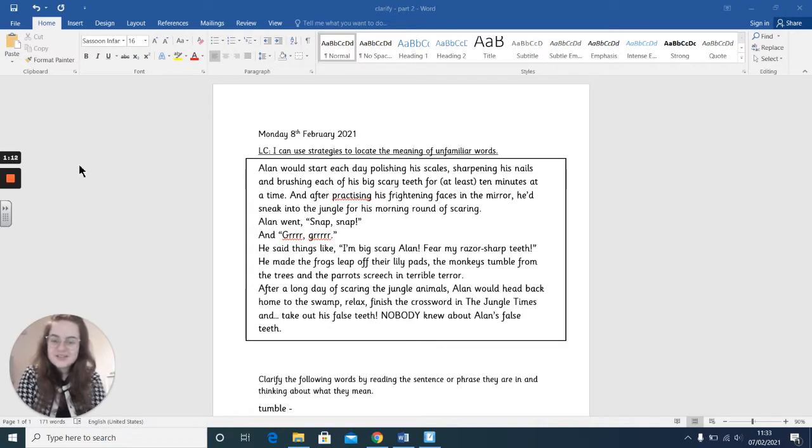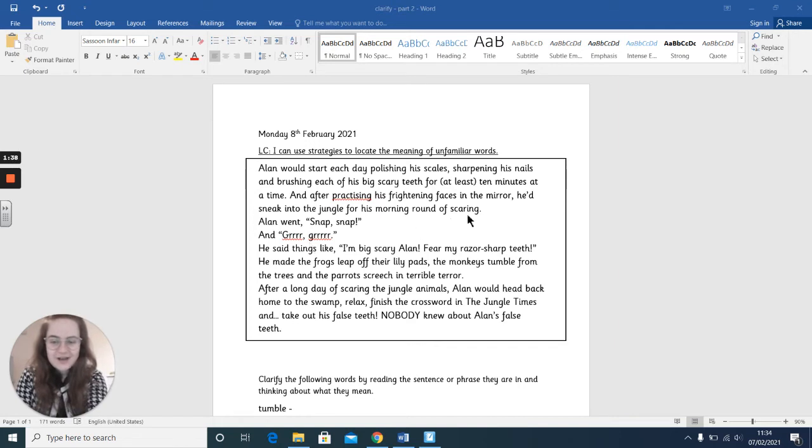He made the frogs leap off their lily pads, the monkeys tumble from the trees, and the parrots screech in terrible terror. After a long day of scaring the jungle animals, Alan would head back home to the swamp, relax, finish the crossword in the Jungle Times, and take out his false teeth. Nobody knew about Alan's false teeth.